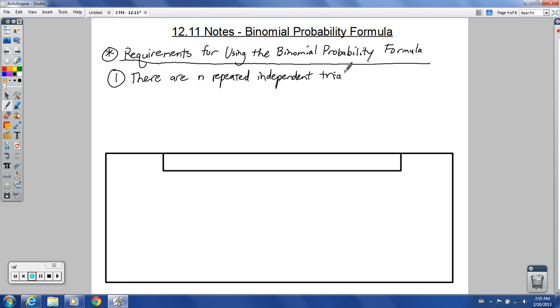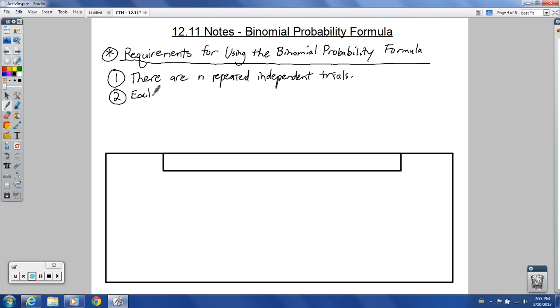So something like having things with replacement. So you put stuff back in there, you have the same probability the next time around. Things that are dependent or without replacement, things of that nature, this doesn't work for that. So it only works for independent trials.